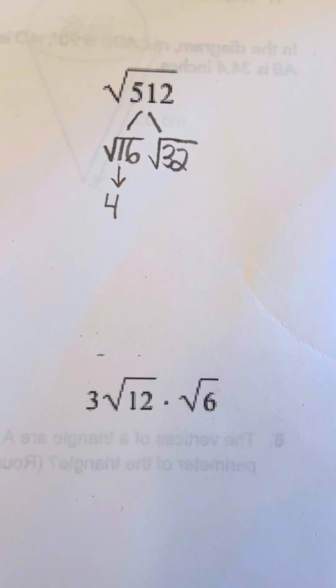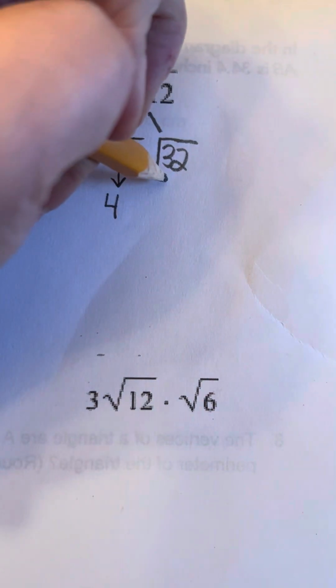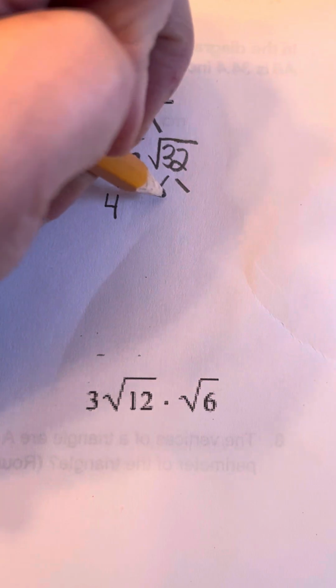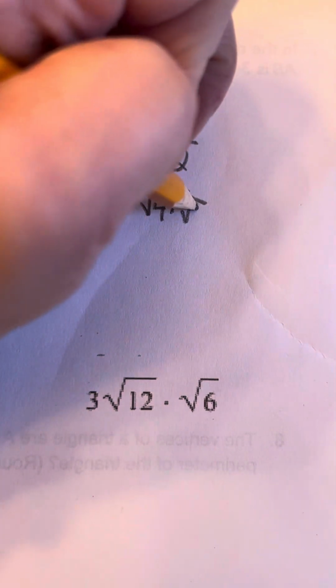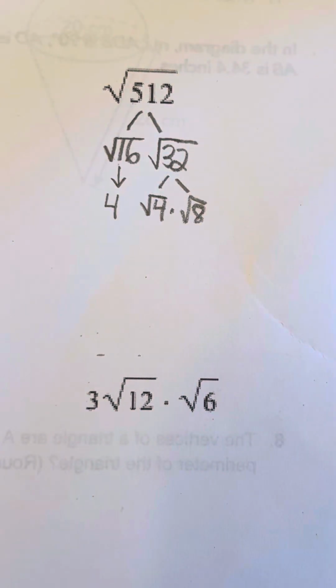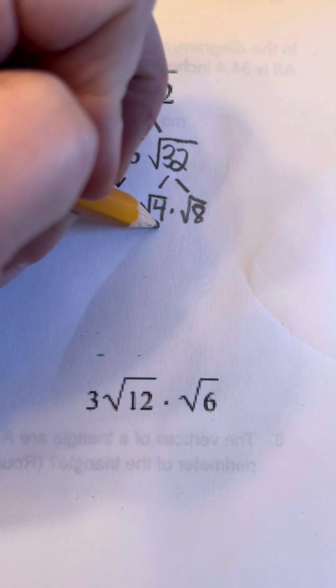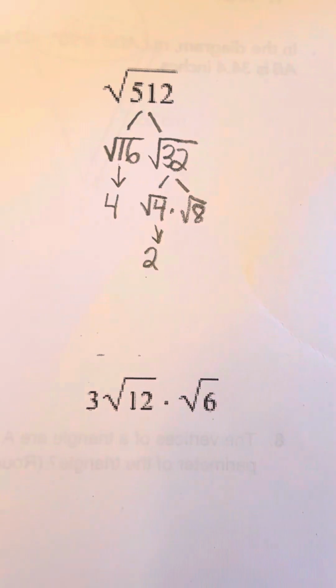So now what I'm going to do is look at 32, and I'm going to think of a possible set of numbers that goes into 32 that works. And the first one that comes to my mind is 4 times 8. So I'm going to put that, and I've got that. Now the square root of 4, that's another perfect square, which is 2.